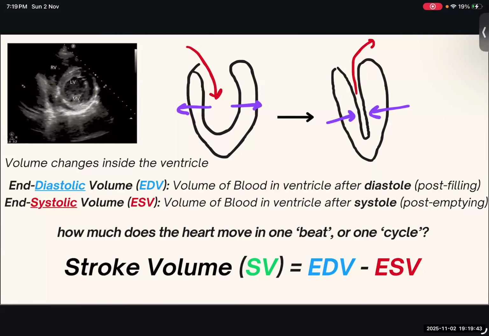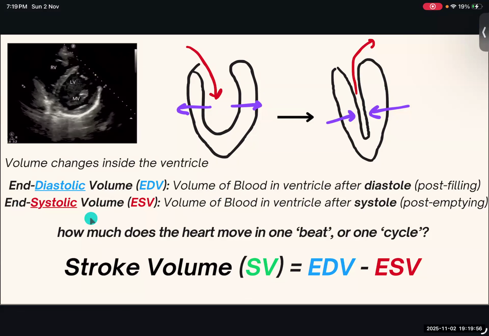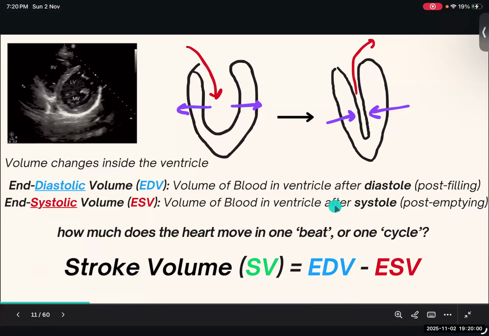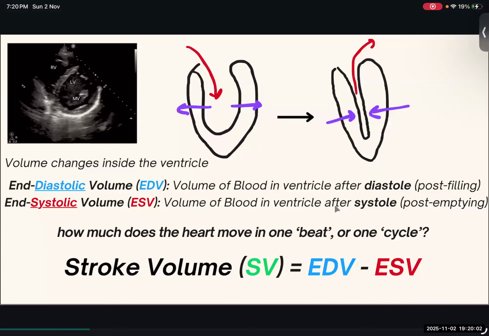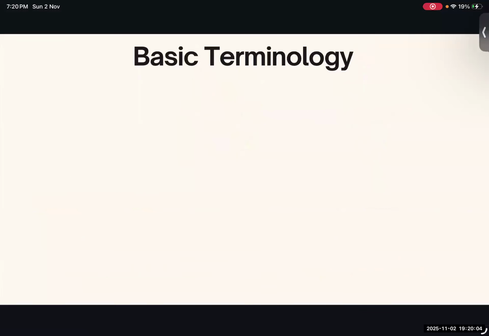So it's like having a filled cup, which you then pour water out of. To measure how much water you poured, you measure the amount that you started with, which is the end diastolic volume, minus the amount that you ended up with, which is the end systolic volume. And that is what we call the stroke volume, or the volume moved in one stroke of the heart.